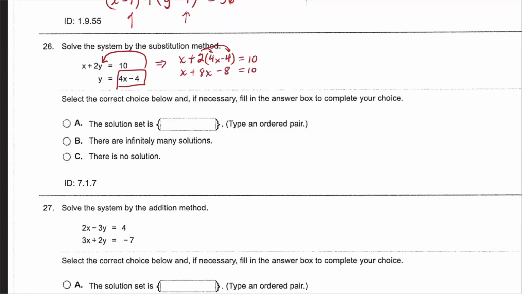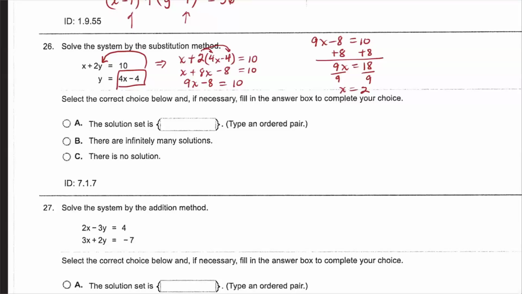Then we can combine our like terms to get 9x minus 8 equals 10. I'm running out of space, so I'll bring this up here. 9x minus 8 equals 10. And then add 8 to both sides. So 9x equals 18. Divide both sides by 9. So x equals 2. So we have a value for our x coordinate.